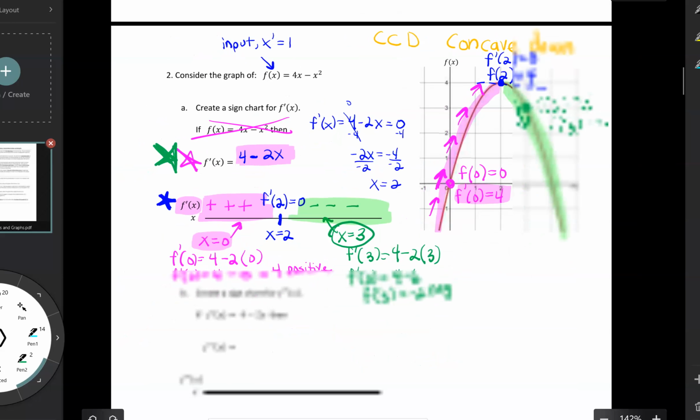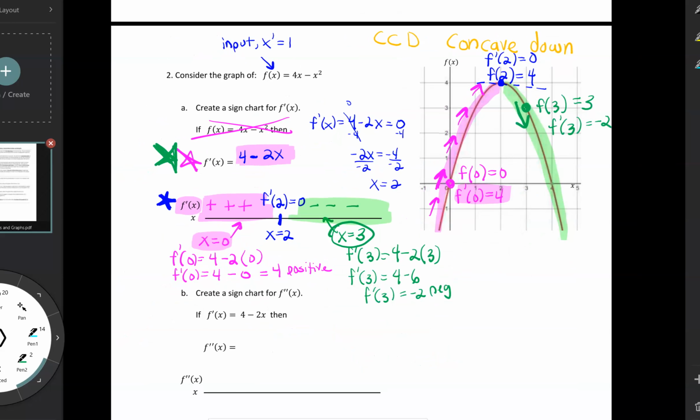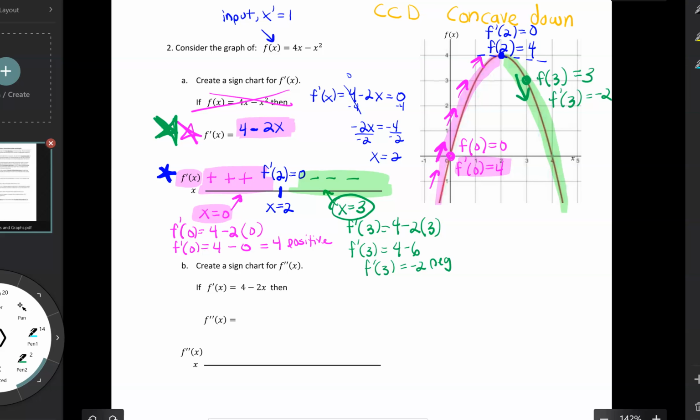Derivative of the derivative, and we've looked at our shape. Since we were given the graph, we know it's concave down, right? So we can probably make a guess on what we should be getting here. But let's just go ahead and find it real quick. So here's my first derivative. I'm taking its derivative. So the derivative of 4 is 0. The derivative of minus 2x is minus 2.